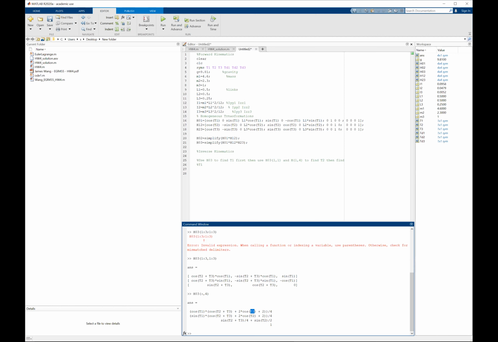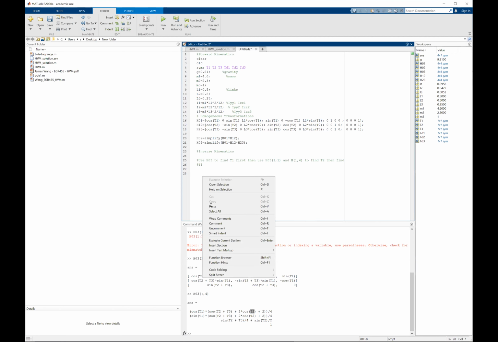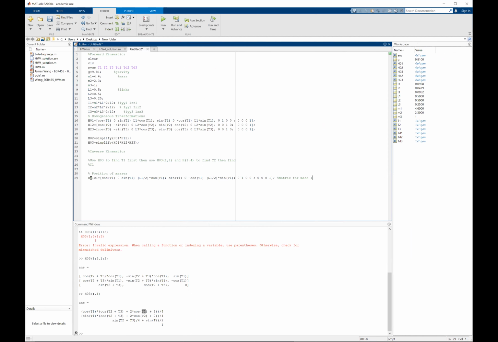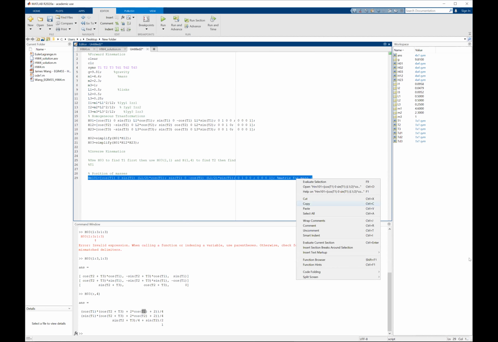Okay, fantastic. Now we are going to do the same thing for the positions of masses. For positions of masses, I'm going to start with the first mass. Now check this out. The HM1, the way you can read this is HM1. So this is for mass M1. Rotation matrix remains the same, but this mass M1 is at half of the distance. That's why this is L1 by 2. So this is the matrix for mass M1.